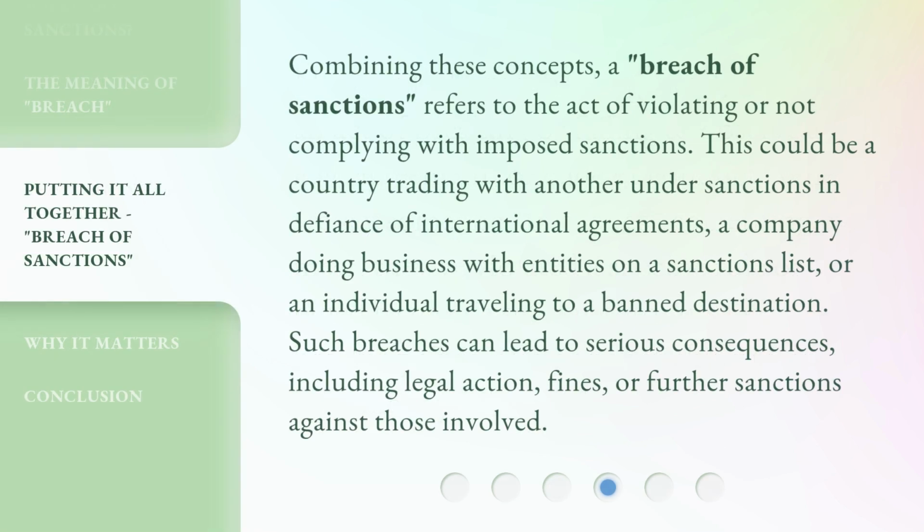Combining these concepts, a breach of sanctions refers to the act of violating or not complying with imposed sanctions. This could be a country trading with another under sanctions in defiance of international agreements, a company doing business with entities on a sanctions list, or an individual traveling to a banned destination. Such breaches can lead to serious consequences, including legal action, fines, or further sanctions against those involved.